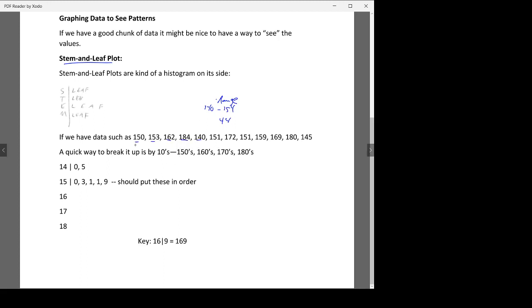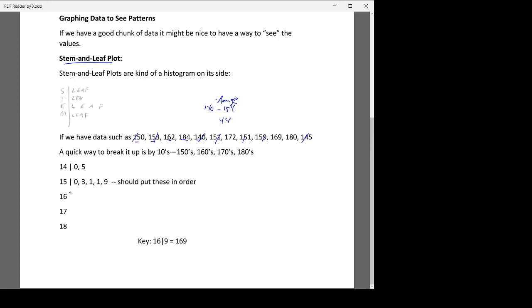And so you say, what are the 140s? Well, there's a 140 and there's 145. So there's a 0 and a 5. How about the 150s? What do we have? We have a 0 and a 3 and two 1s and a 9. Technically you should write that as 0, 1, 1, 3, 9 if you're doing a true stem and leaf plot. But sometimes you just want to know how many values there are.